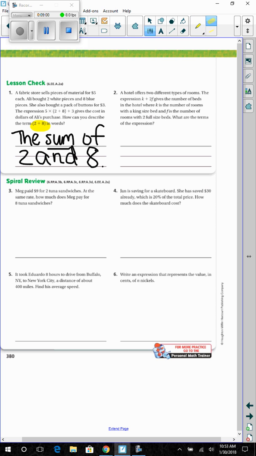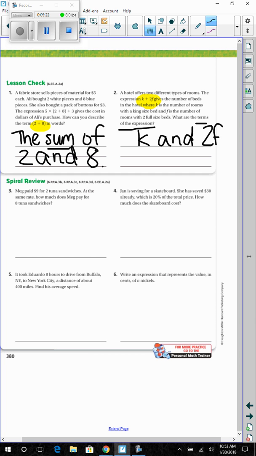So we need to go back up and look at the expression, which is here: K plus 2F. The terms of the expression would be K and 2F.